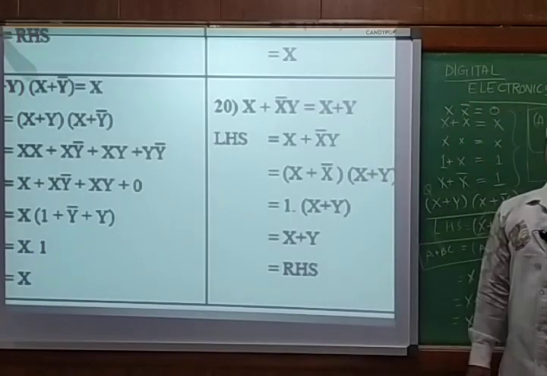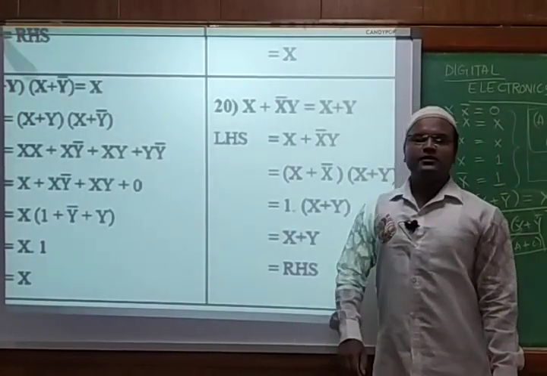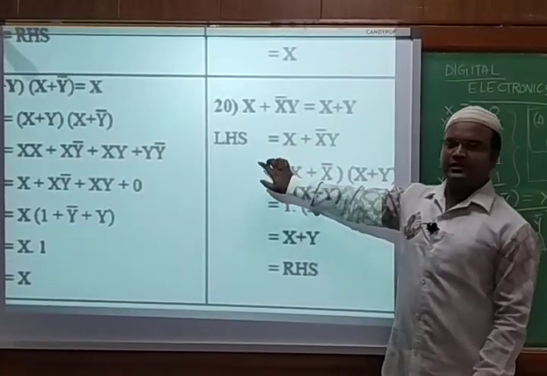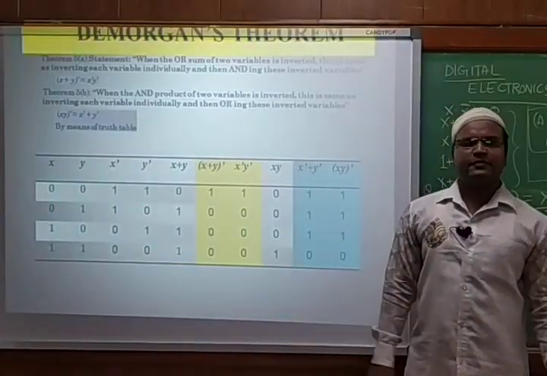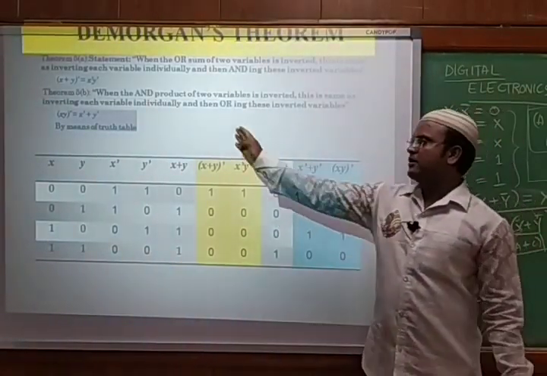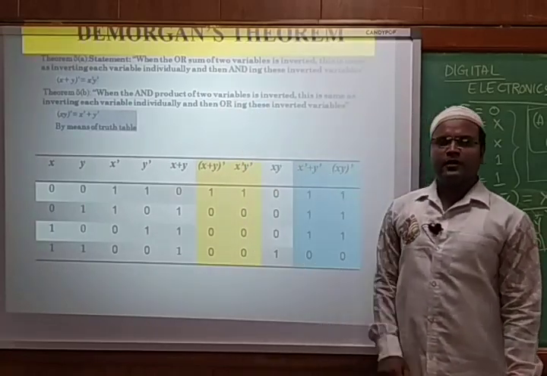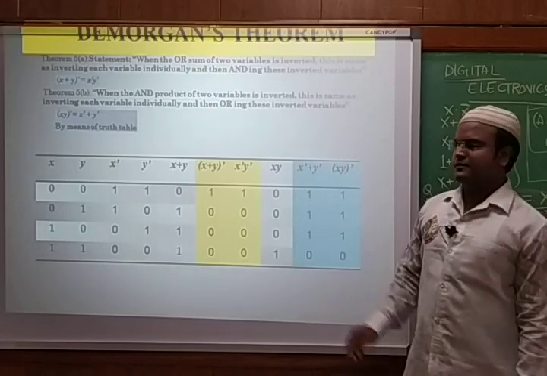This is the way you can do problems based upon De Morgan's laws and based upon the Boolean laws. Let us see more concepts on this. This part also we covered in the previous class, how De Morgan's postulate 1 and postulate 2 are going to convert into the truth table. The verification part we covered in the previous class.